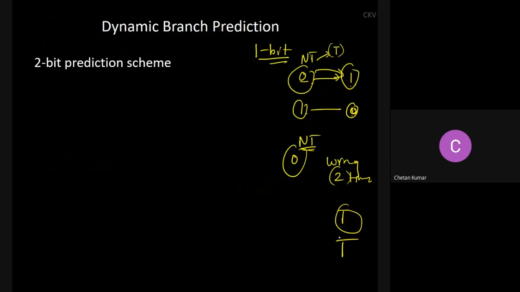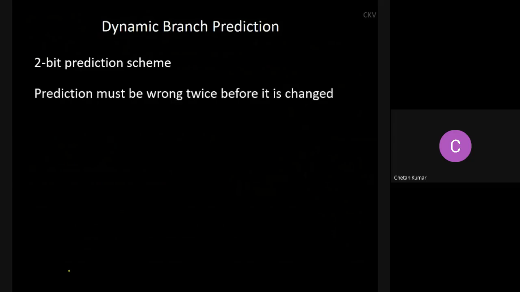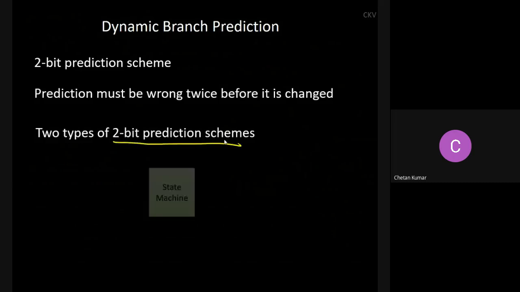Consecutively wrong. Yes, consecutively wrong. Maybe I did not reiterate that. So you change from not taken prediction to taken prediction only if the prediction is wrong twice consecutively. If that is the case, how does the state diagram look? There were two implementations given. The prediction must be wrong twice before it is changed. There are two types of 2-bit prediction schemes available.